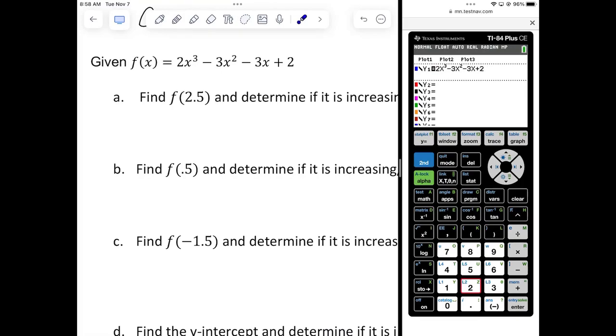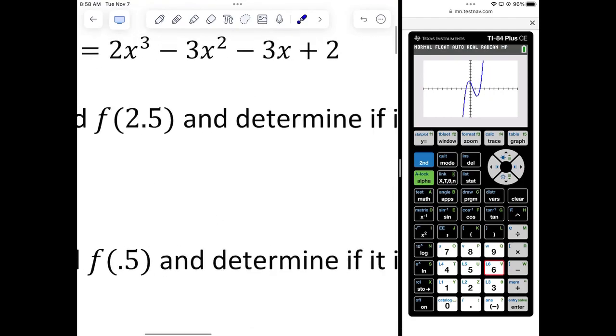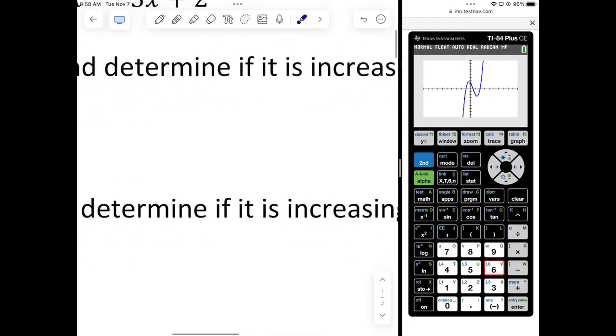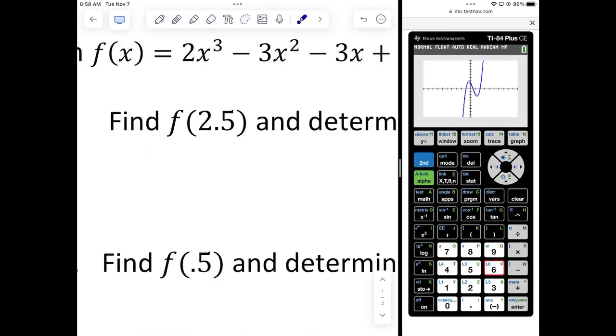Okay, so if you just hit zoom 6, you'll get an idea of what the graph looks like. It has a local max, then a local min, and it has 3 x-intercepts. We want to find f of 2.5 and determine if it's increasing or decreasing. Okay, let's focus on f of 2.5 first.